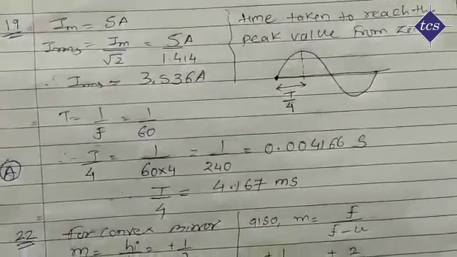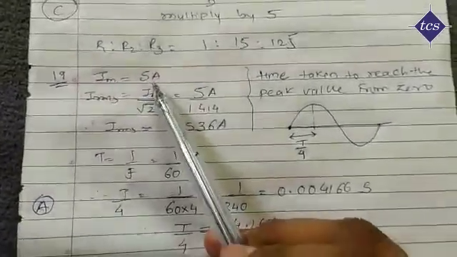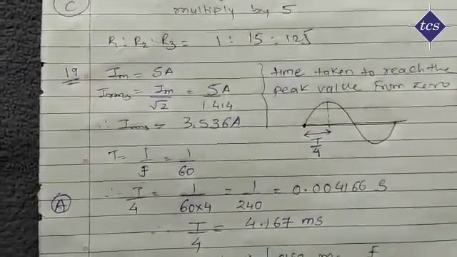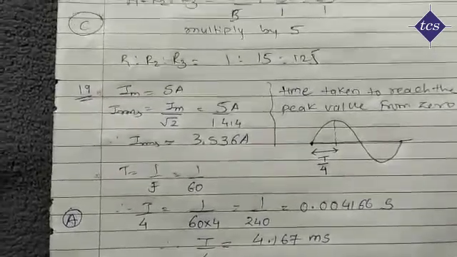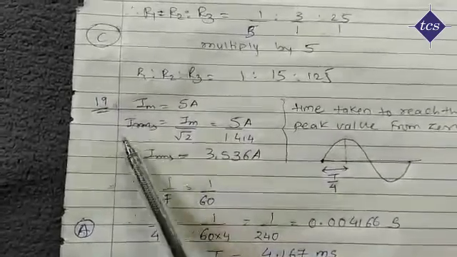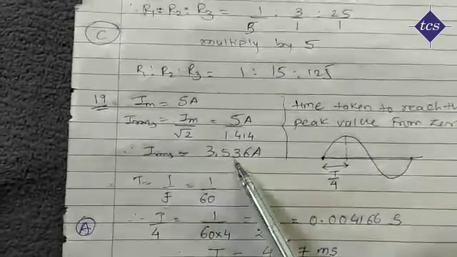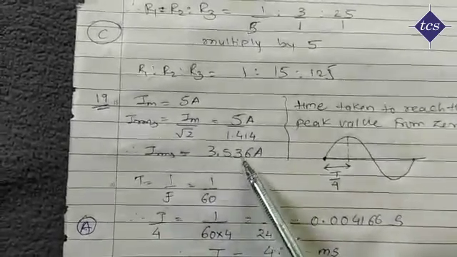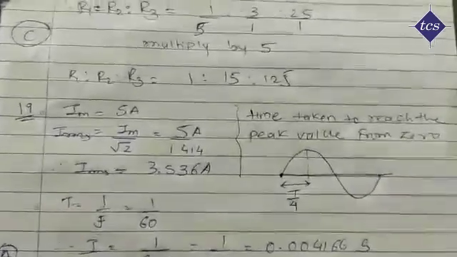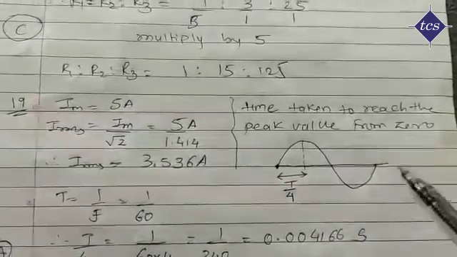Now 19th question. It is mentioned that the peak value of an alternating current is 5 ampere, and its frequency is 60 Hz. Find its RMS value and the time taken to reach peak value of the current starting from 0. So from the peak value, we want to find the IRMS value. IRMS is Im by root 2, that is 5 ampere by 1.414, that will be 3.536 ampere. Now in the second part, we want to find the time taken to reach the peak value of current from 0.